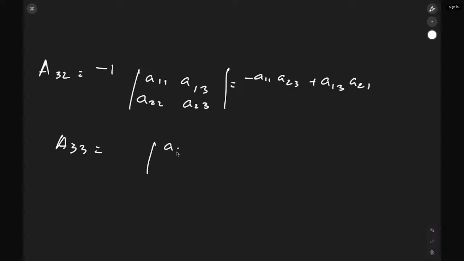A33. Since the summation is even, A11, A12, A21, A22. So it will be A11 A22 minus A12 A21. Alright.